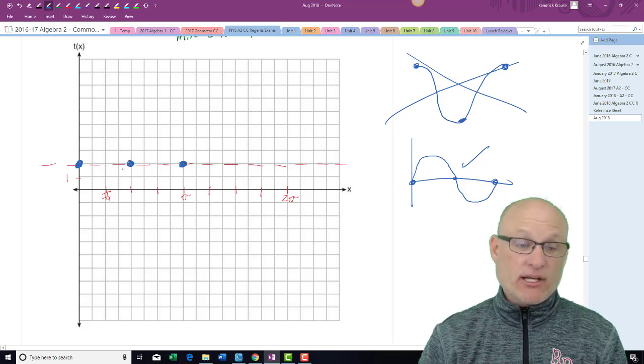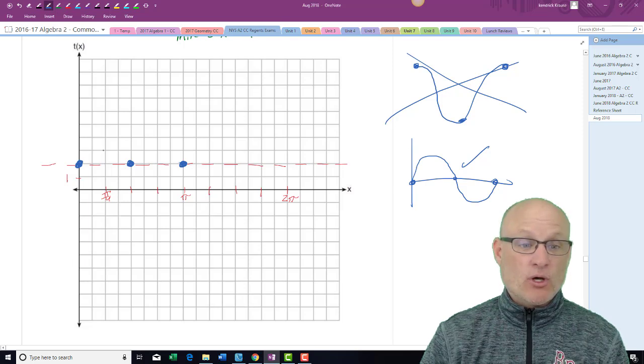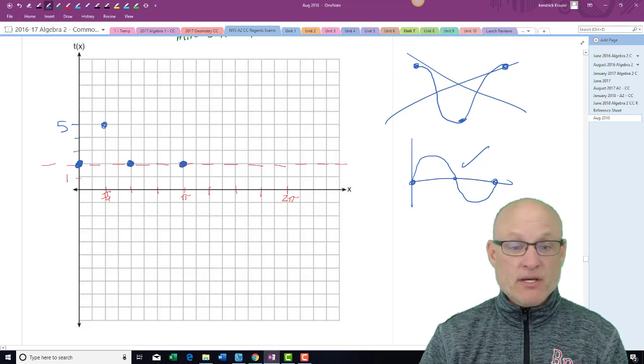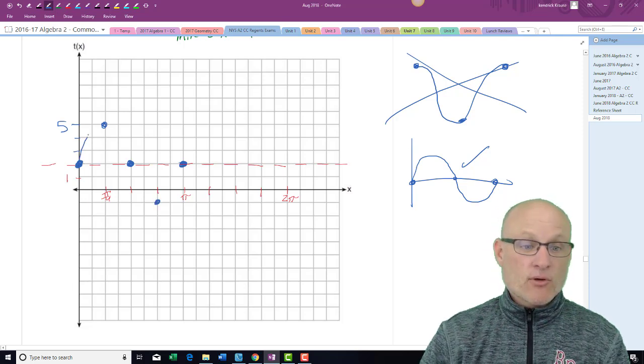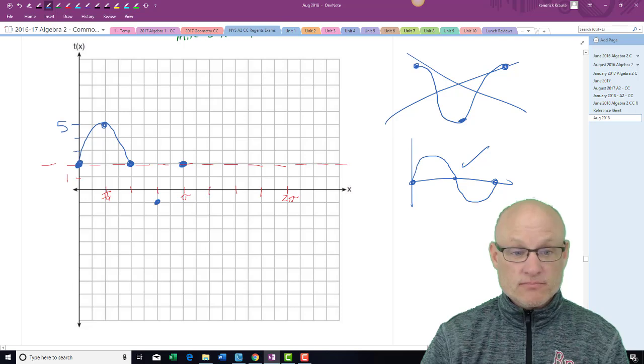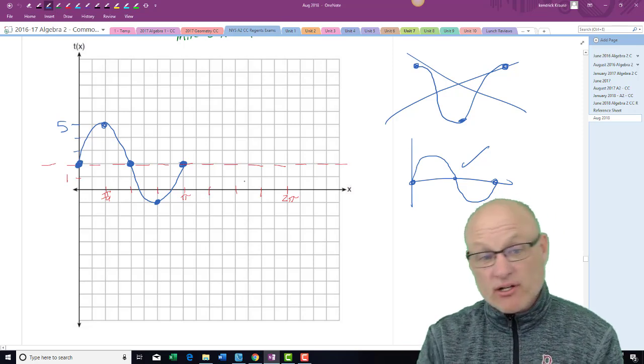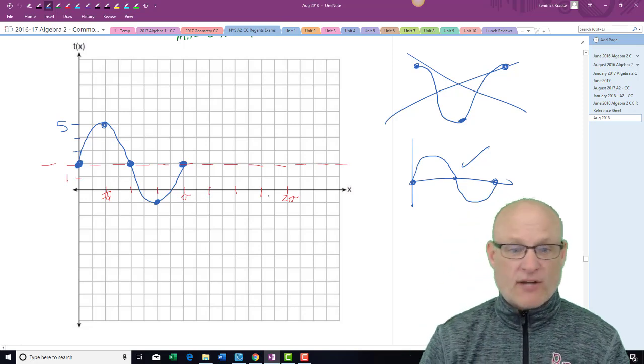We already calculated the max. The max was 3 up. 1, 2, 3. And we even said that's going to be 5. Let's count. 1, 2, 3, 4, 5. And the min is going to be at negative 1. Well, that's clearly negative 1. And so I graph my sine curve. Boom. Okay. By the way, I'm going to show you how to use the calculator to make sure you know you're approximately correct.